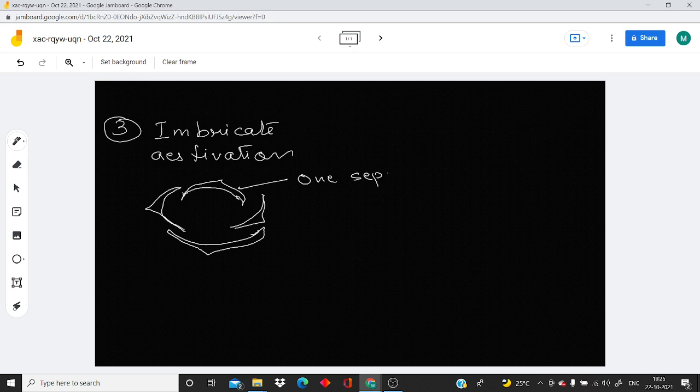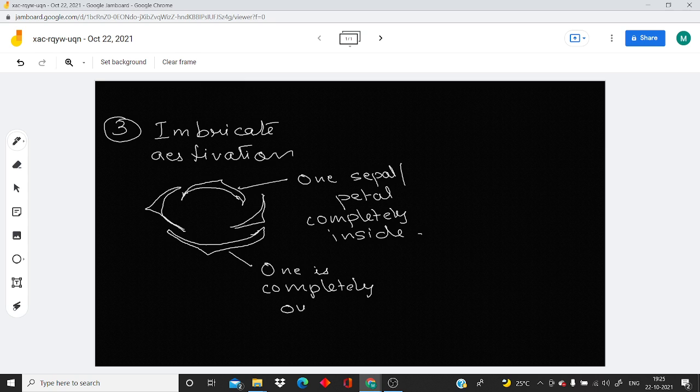So this kind of estivation where one sepal or petal is completely inside and one is completely outside, means it is covering the other two, and the rest of the petals will be one side inside, one side outside. So twisted type, others will be twisted type. So this is the type of arrangement in imbricate estivation. Okay, and it is found in tamarind.